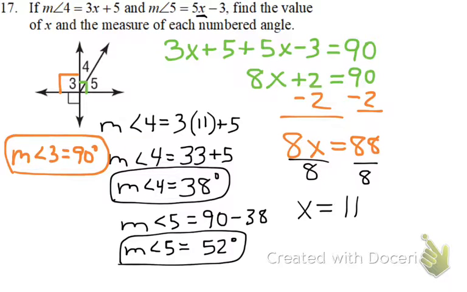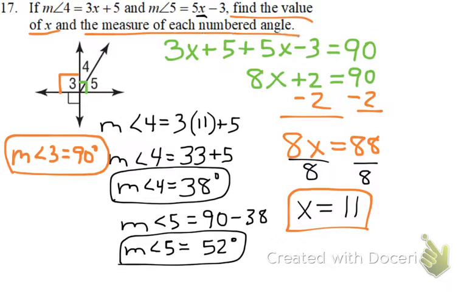Pay attention to your directions there. It's easy to see that x is 11 and stop. So make sure that you're doing all that it's asking you to do: the value of x and the measure of each numbered angle.